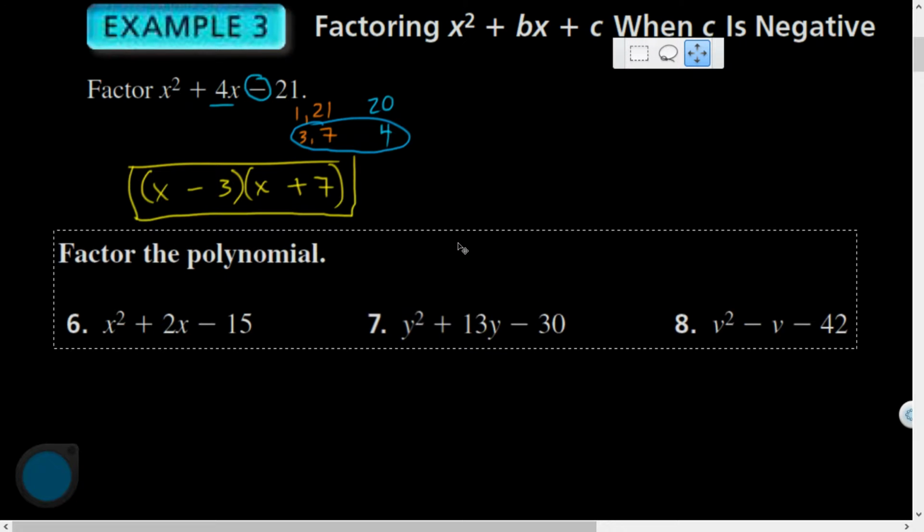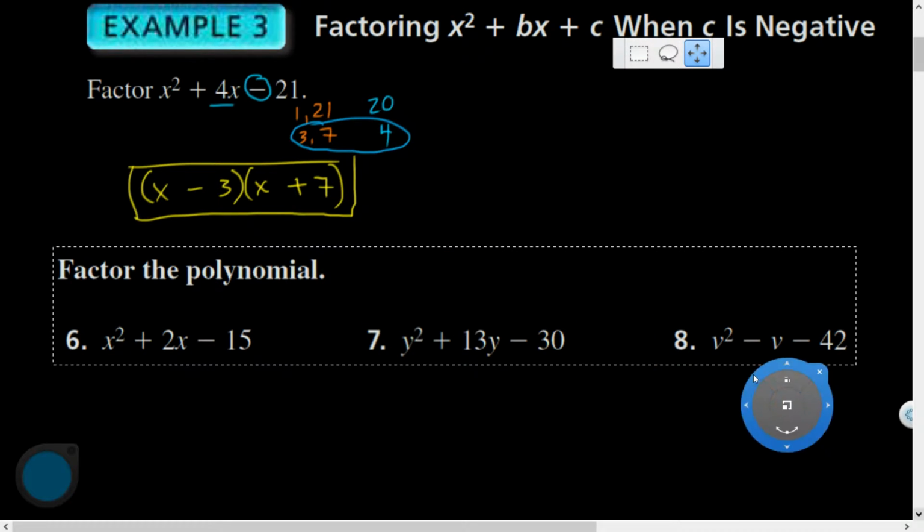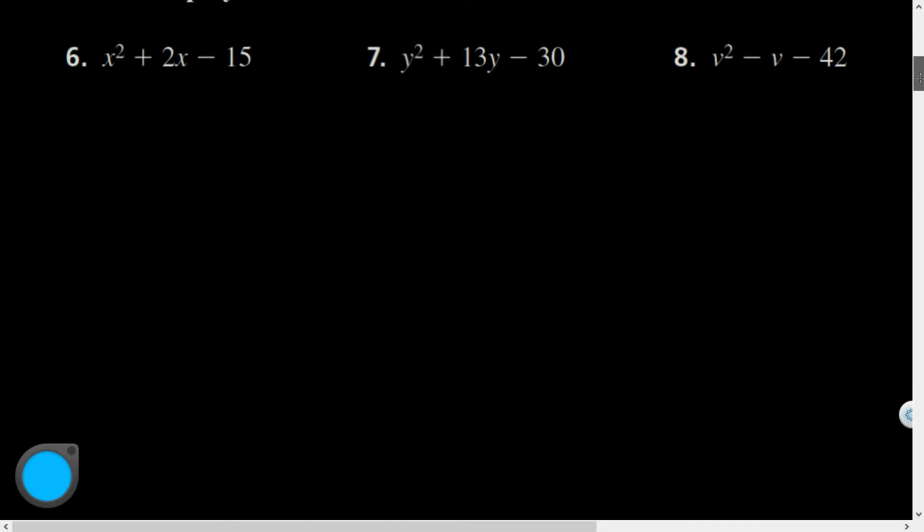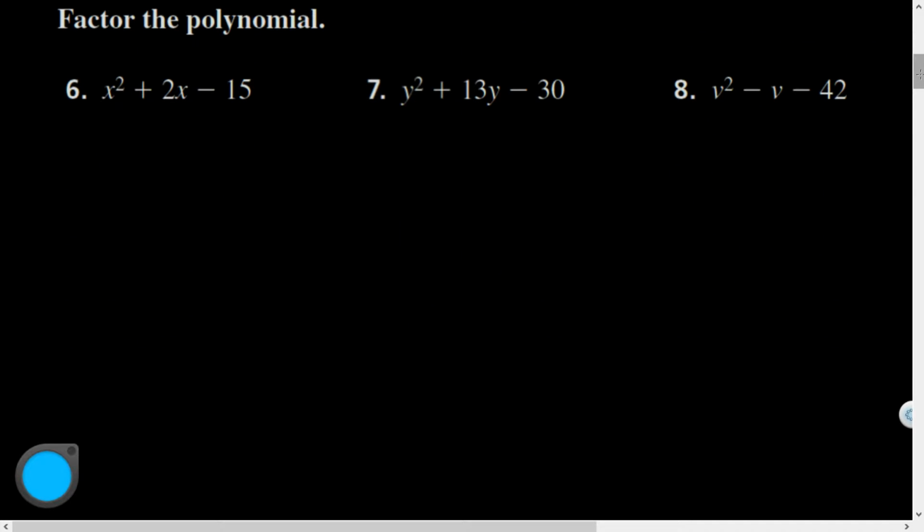All right, so here we go. I've got some monitoring progress questions here for us. Here's 6, 7, and 8. All of these happen to have negative C terms, so I'm going to find the factors of C that subtract to B. All right, so here we go. 15. Factors are 1 and 15. 2 does not work. 3 and 5.